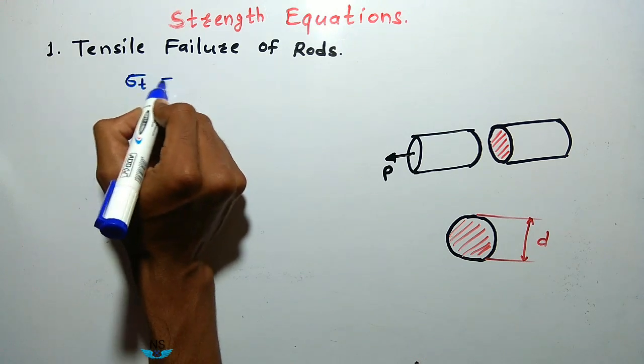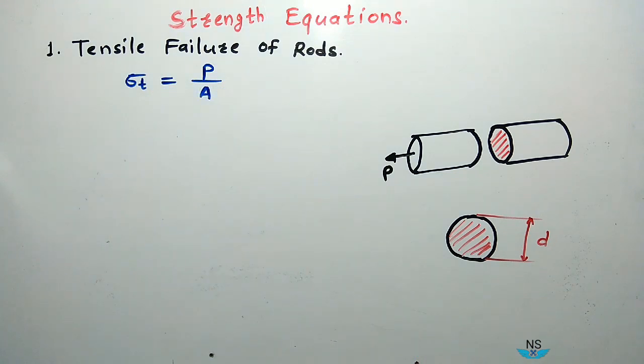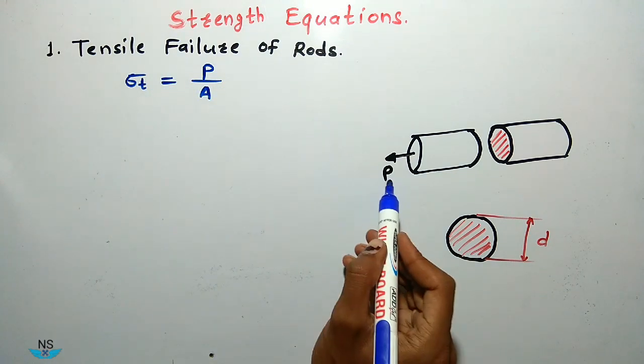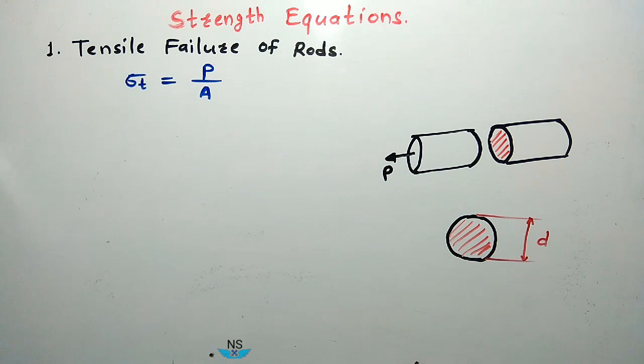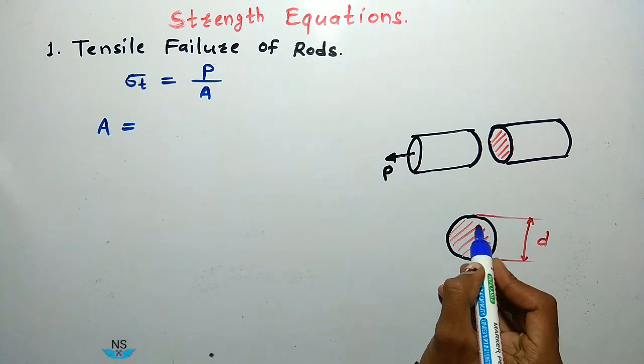Sigma t. Sigma t is equal to P divided by A. So tensile stress is equal to P divided by A. So P is this force. Now what is A? A is the area of failure. So what is the area of failure in this case?